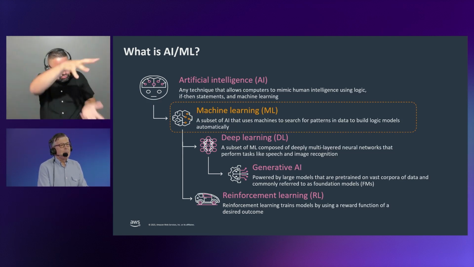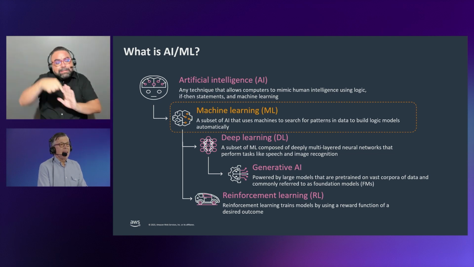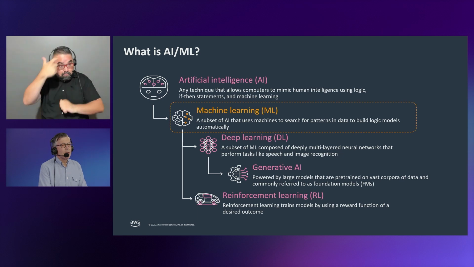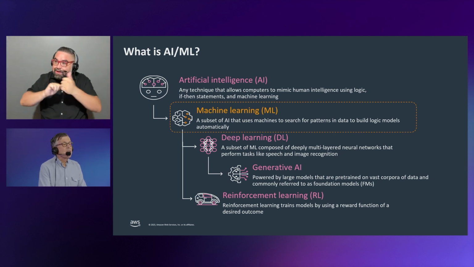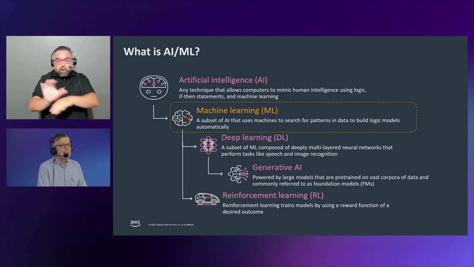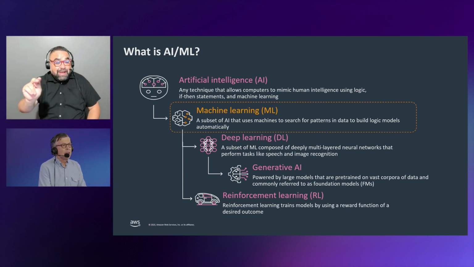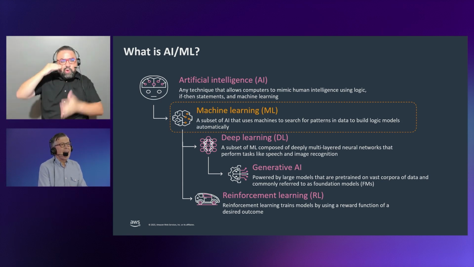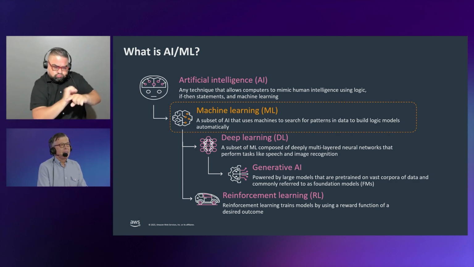Diving down the stack, deep learning is a subset of ML that is based on our understanding of how the brain is structured and uses neural networks to perform complex tasks like speech and image recognition. This has been a big breakthrough and unlocked use cases like computer vision and speech recognition. And then finally, generative AI, the thing everyone's interested in today, is a subset of deep learning that is powered by large self-learning models that are pre-trained on vast amounts of data and commonly referred to as foundation models.